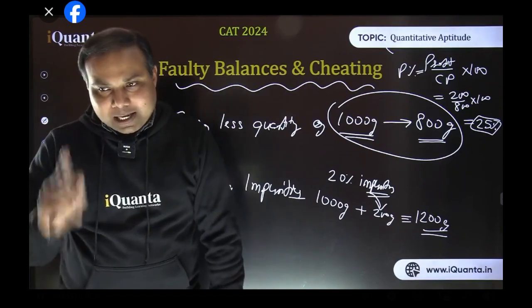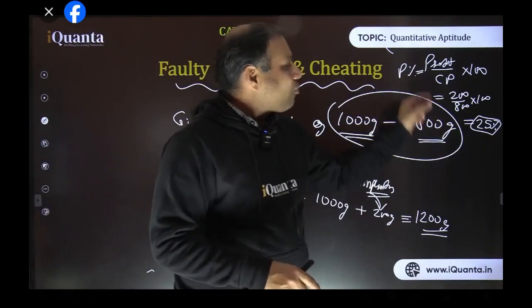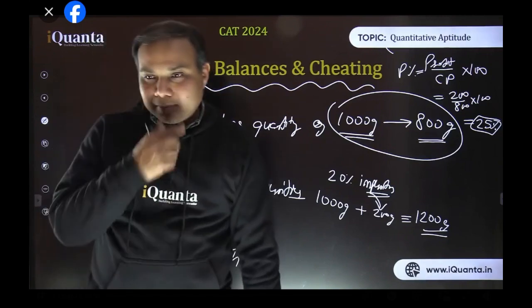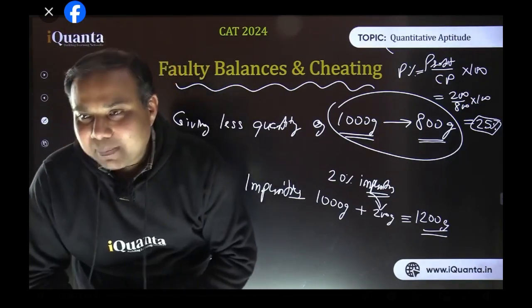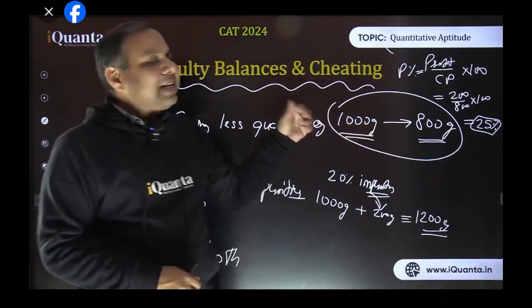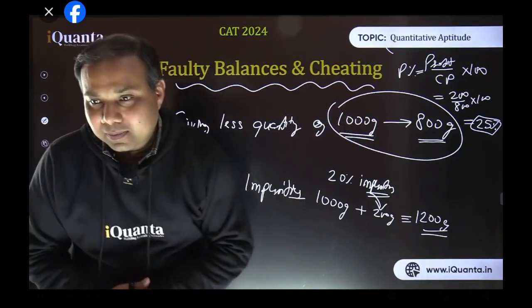Right? So please tell me again, why 200 by 800? Why not 200 by 1000? What do you say? Harsh is asking, is the guy selling of CP? Yes, that's what we are assuming here. If the guy says that I'm selling at a cost price, that's what we are assuming right now.